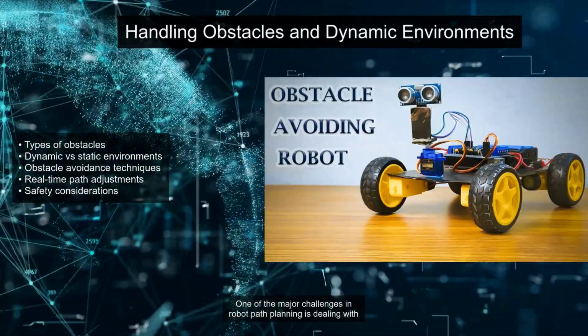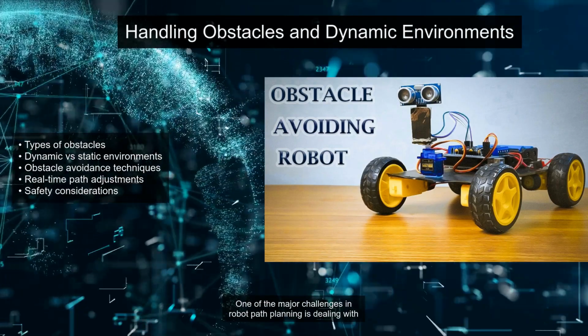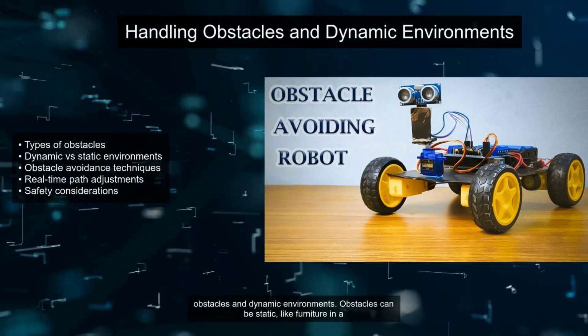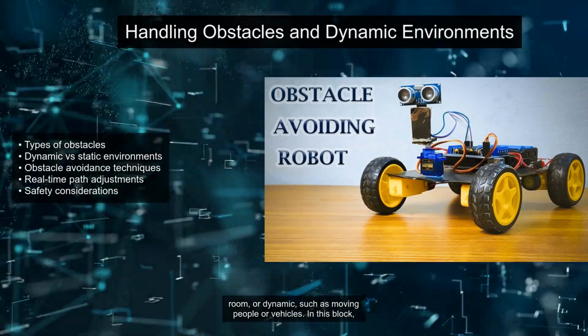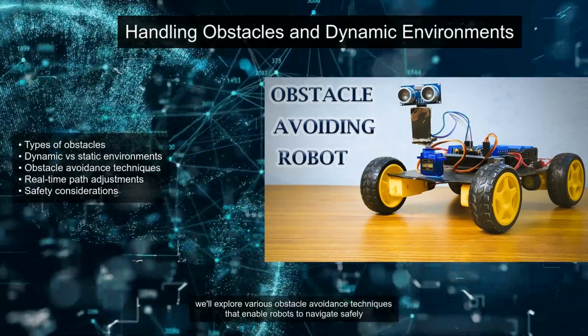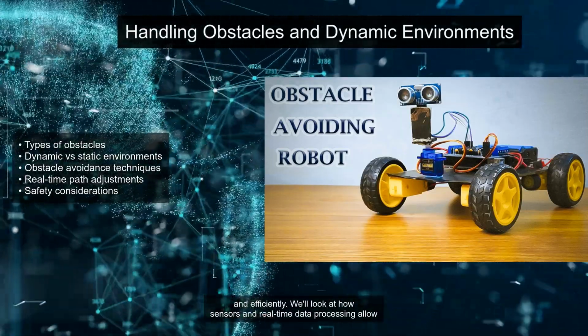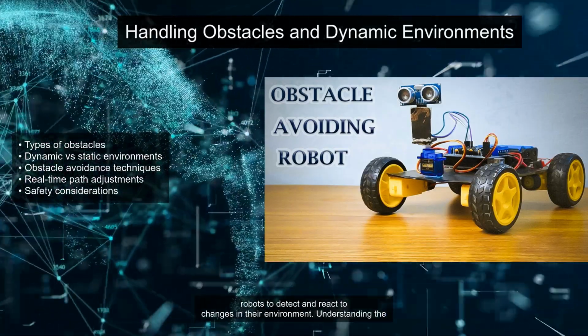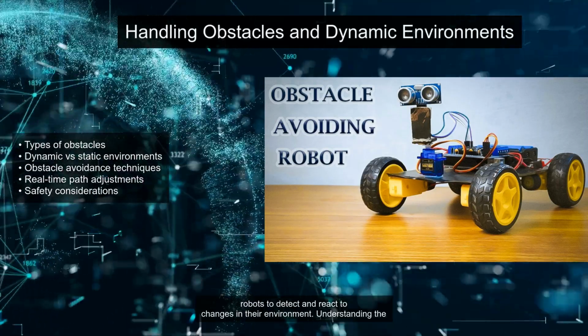One of the major challenges in robot path planning is dealing with obstacles and dynamic environments. Obstacles can be static, like furniture in a room, or dynamic, such as moving people or vehicles. In this block, we'll explore various obstacle avoidance techniques that enable robots to navigate safely and efficiently. We'll look at how sensors and real-time data processing allow robots to detect and react to changes in their environment.